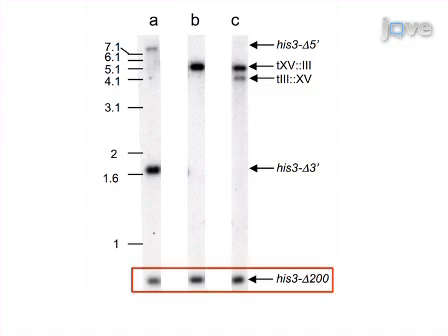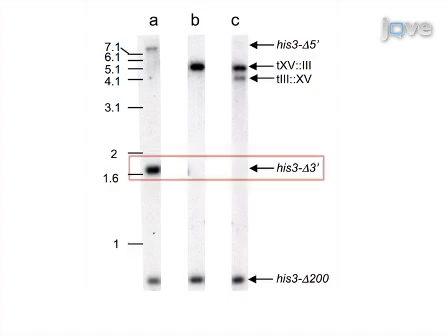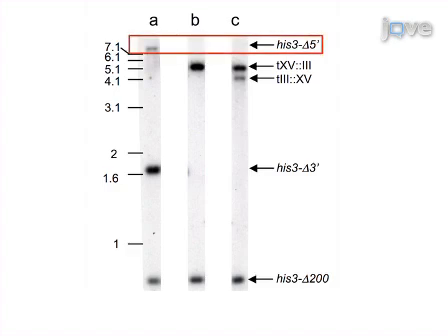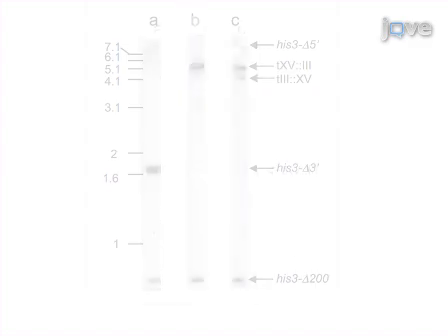0.8 kilobase his3 delta 200, 1.7 kilobase his3 delta 3 prime, 4 kilobase T315, 5 kilobase T15-3, and 8 kilobase his3 delta 5 prime fragments. Lane A is the parent diploid, lane B is a His plus non-reciprocal translocation recombinant, and lane C is a His plus reciprocal translocation recombinant.